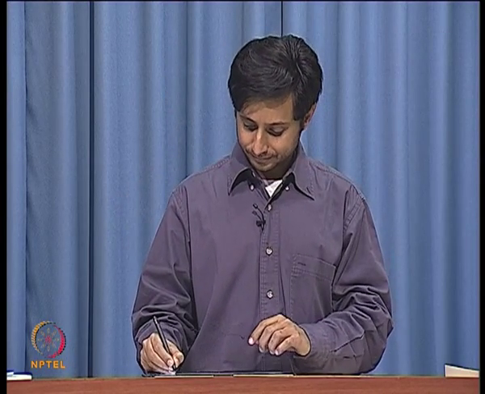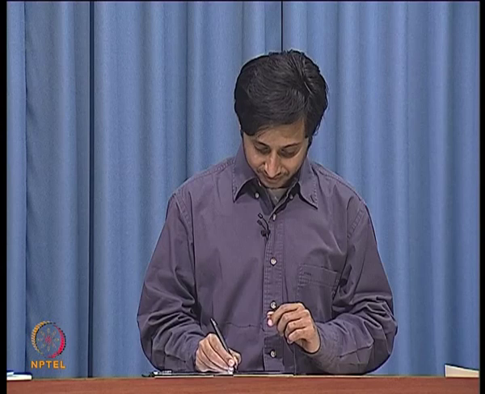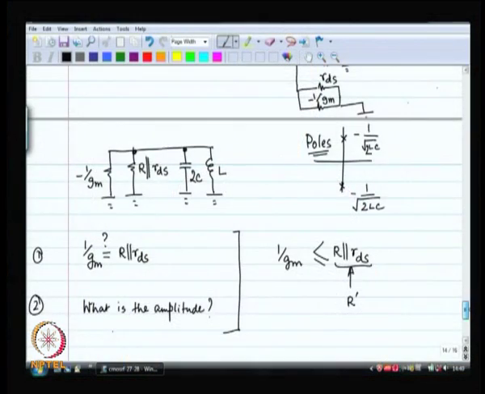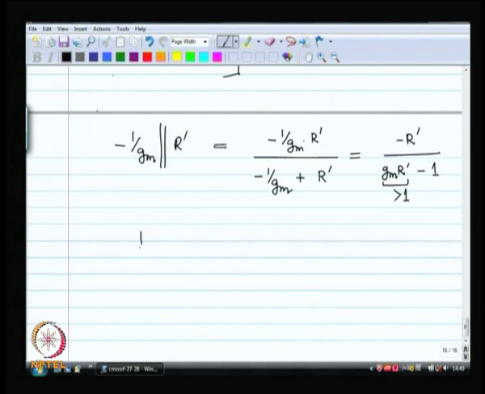Some negative resistance is what I have got. So, what I am going to do is I am going to make this GM times R prime much larger than 1. As a result, I am going to have a net negative resistor. So, that means that my small signal picture is going to look like this, small signal differential picture. So, let us call this entire thing R double prime.